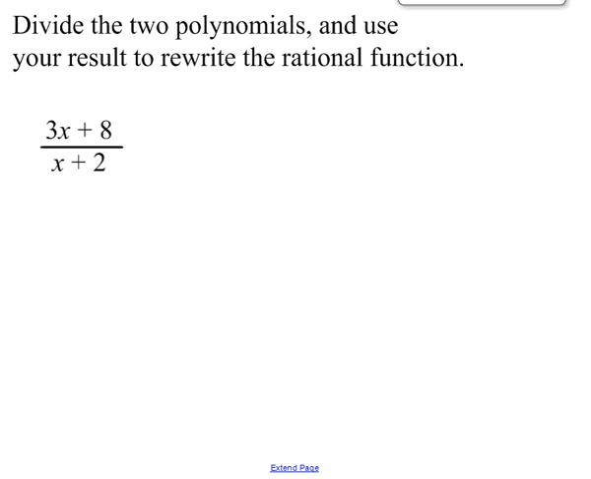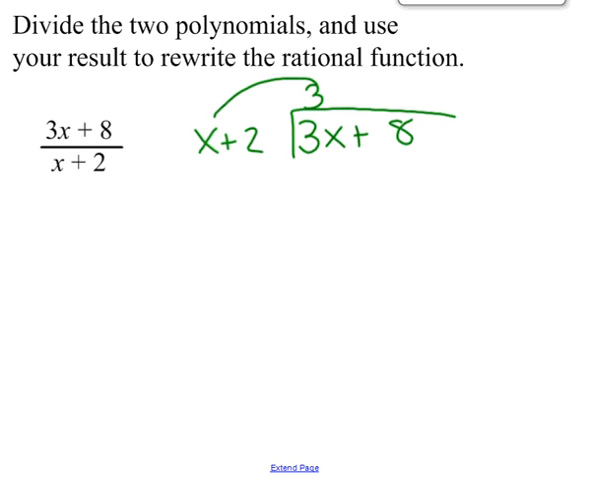All right, now we might have a rational that looks like this, 3x plus 8 over x plus 2, and we need to divide the two polynomials to get it into our parent graph. So 1 over x is what we're looking for, with maybe a plus something at the end or in front. So we're going to go back to our unit on polynomials, and we're going to do polynomial division here. x plus 2, so x goes into 3x 3 times. Multiply that back through, so I have 3x plus 6.